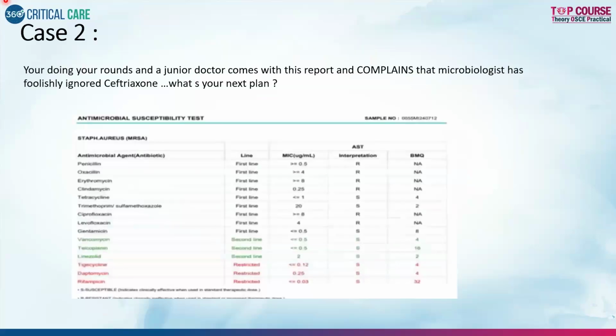Okay. So let us take this case number 2. You're doing your rounds. Your junior doctor comes and complains that the microbiologist has foolishly ignored to add ceftriaxone to this culture sensitivity report. And the culture sensitivity report is showing a growth of MRSA, that is your Staph aureus. So what is your answer to this? You have your junior doctor coming to you and telling this. Should we call the microbiologist and ask him why he didn't put this ceftriaxone? No, sir. What is the concept that I'm trying to ask here?